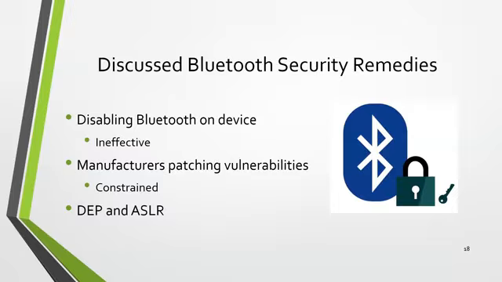And finally, modern security mechanisms like data execution prevention, or DEP, which prevents executing code from non-executable memory, and ASLR, or address space layout randomization, which randomizes memory addresses, are critical for mitigating memory corruption attacks. However, none of the Bluetooth firmware analyzed in this research implemented these protections, making them highly susceptible to memory corruption exploits. This lack of basic mitigations makes Bluetooth firmware an easy target for attackers.